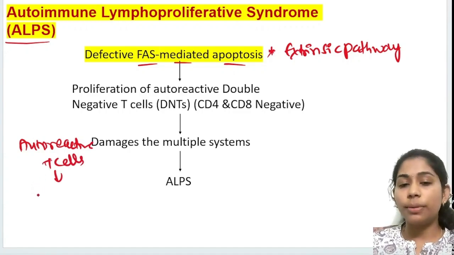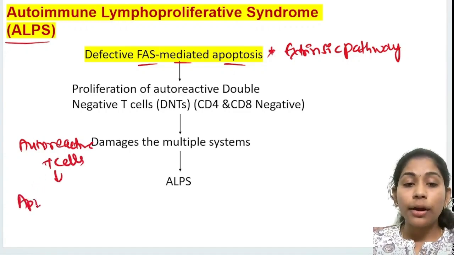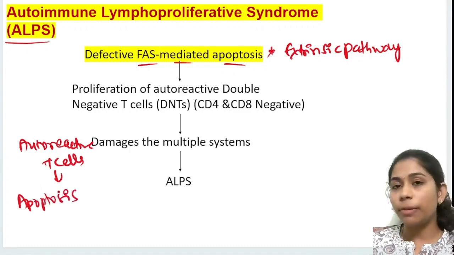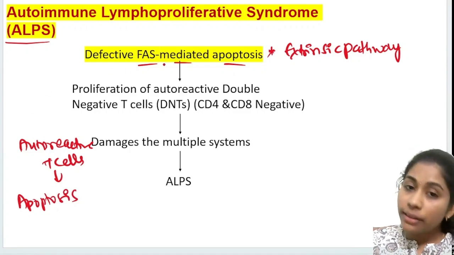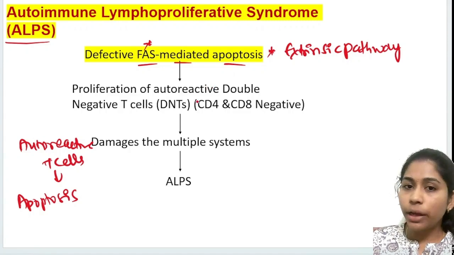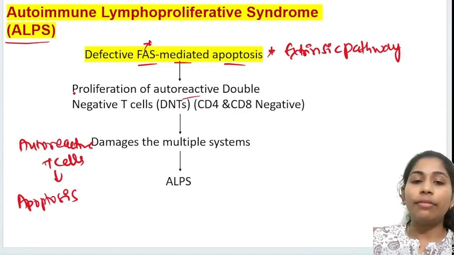And these T cells or B cells, autoreactive cells, should undergo death by apoptosis. They will die with this apoptosis mechanism, specifically the extrinsic pathway only. Okay, so let's say this pathway is defective, what will happen? The autoreactive cells, will they die? No, right? So these autoreactive cells won't die and they will proliferate.